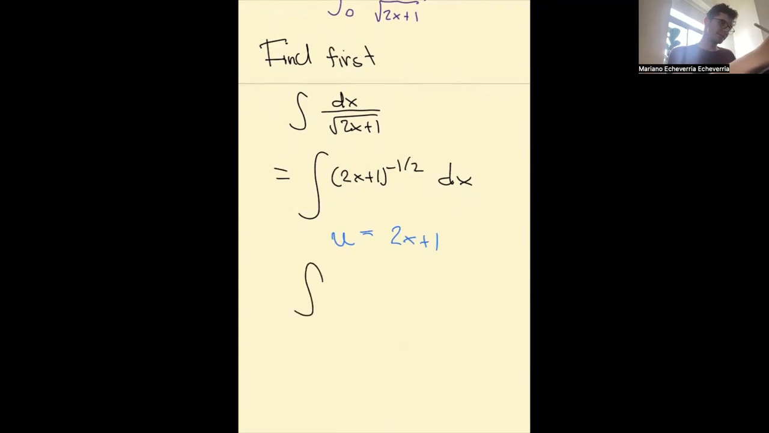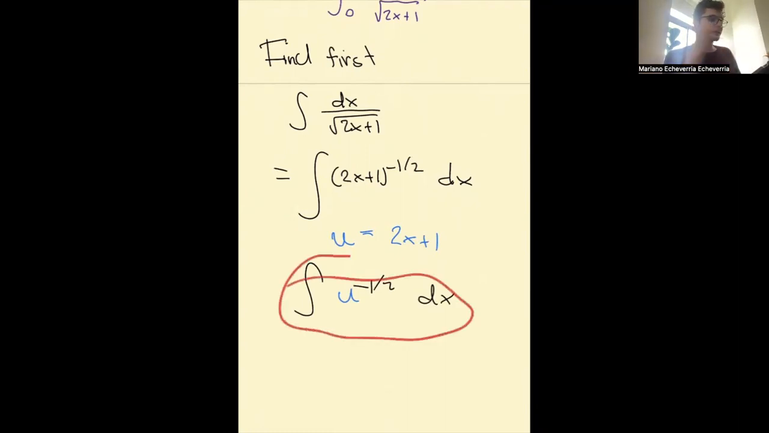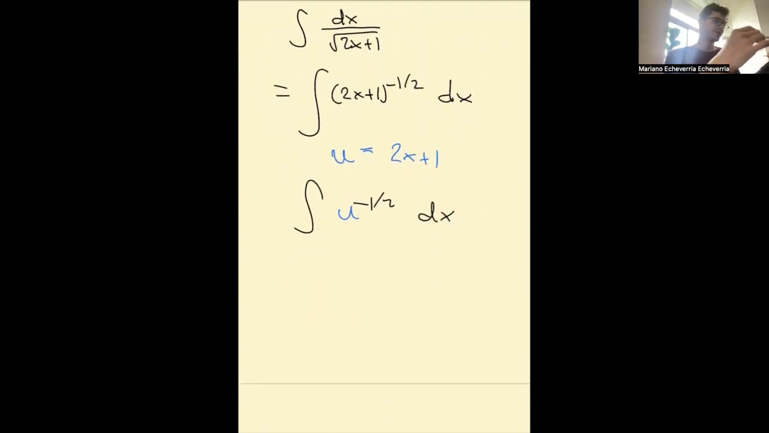If you do that, then this gives you u to the negative 1/2, right? But then you still have dx, right? And so the problem now is that you cannot have a hybrid between u and x. So you have to change everything into u.